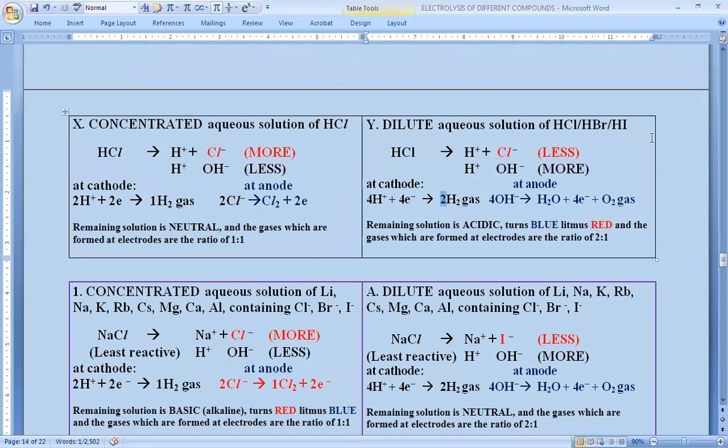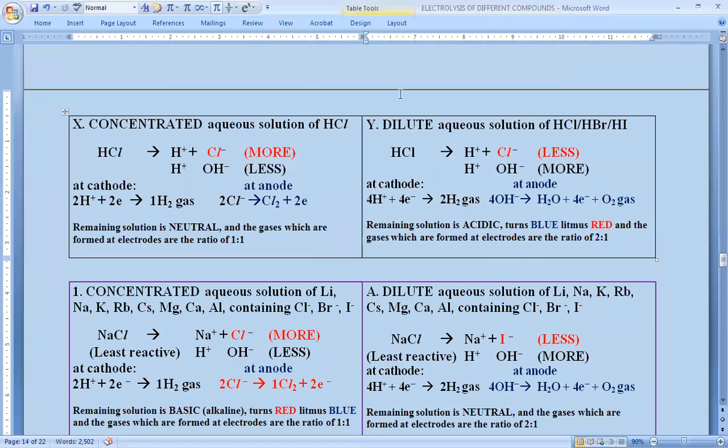But chloride ions are fewer in number than hydroxide ions. As a result, chloride ions cannot travel toward the anode, but hydroxide ions are there. When hydroxide ions travel towards the anode, the positive plate, they lose their electron. As a result, 1 mole of oxygen gas is formed.